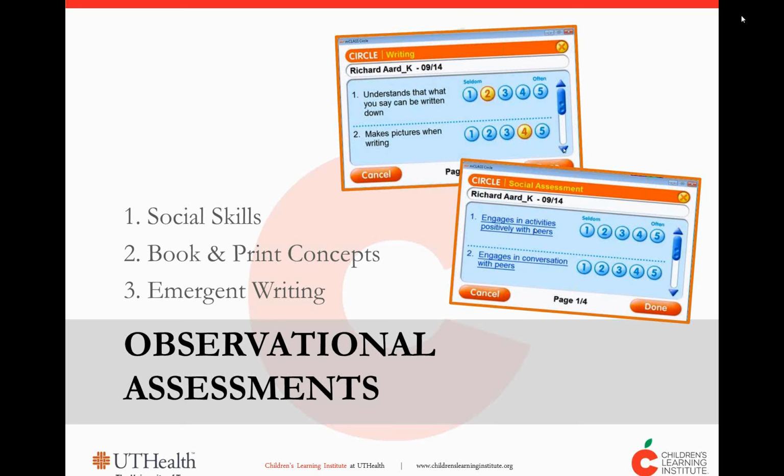So that summarizes our direct assessments to date. We are going to add a direct assessment of social studies in the near future, and maybe at another time, in another webinar, I can tell you all about that one. For observational assessments, we currently have social and emotional skills, book and print concepts, and emergent writing.